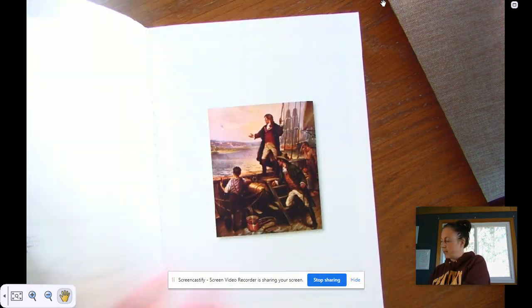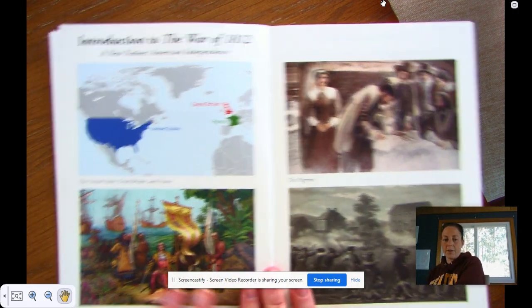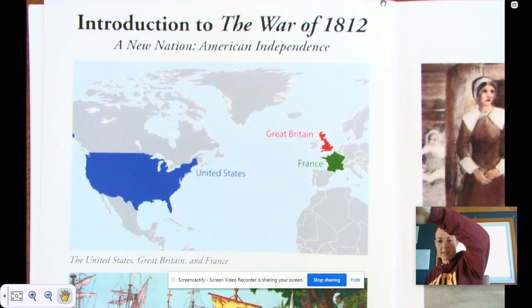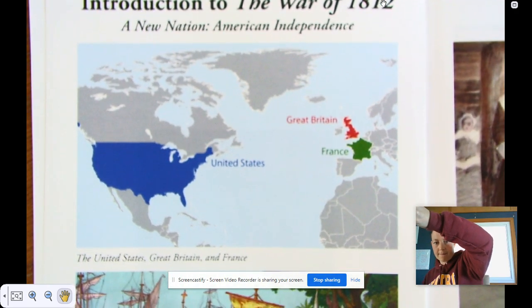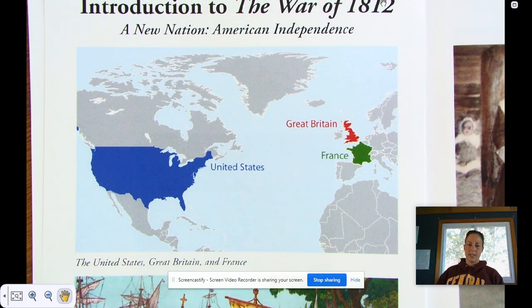Okay, so let's skip here to something a little bit different that we didn't have in our other stories. And I'm going to try to zoom in on one picture at a time if I can. Close, anyway. So we're going to do a little introduction to the War of 1812, but there's not a whole lot of text for us to read. It's kind of just a discussion of the images that we see.